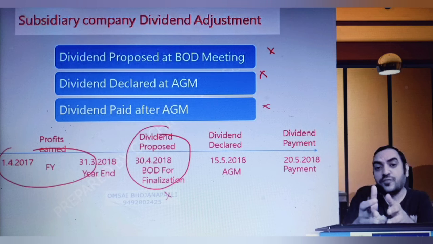So it will not have any effect, whether it is a dividend proposed by the holding company or by the subsidiary company. Now, what will happen if they use the term dividend declared for the year 17-18? Normally we say that is the final dividend, and a final dividend should have been proposed first. Sir, how can they say dividend declared when it is yet to be approved in the board meeting and shareholders meeting? So in the question, when they say dividend proposed, we ignore.